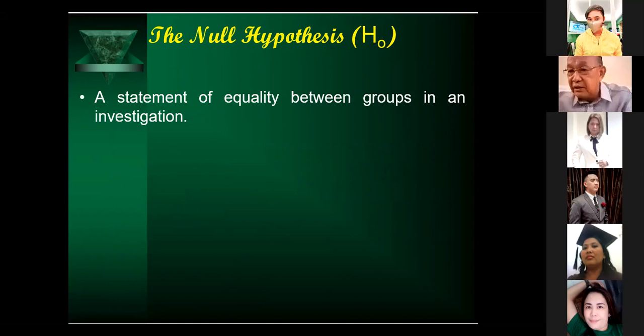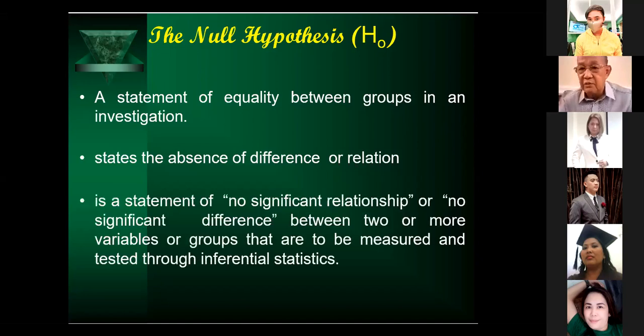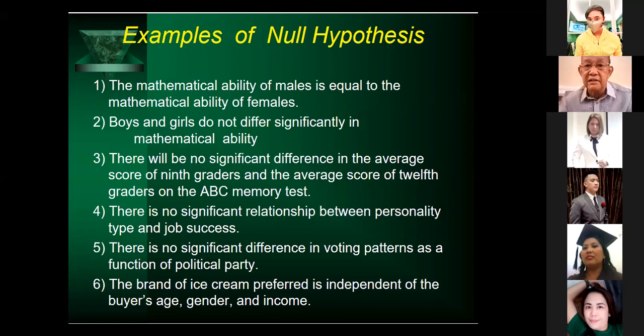So yung binabanggit ko kanina, gagamitin ninyo yung phrase na is equal to. Second, it states the absence of difference or relationship. Oh, yung stem na sinasabi ko kanina, no significant difference, no significant relationship. Okay? And the other one, parang ito, a statement of no significant relationship, no significant difference. And here are some examples.